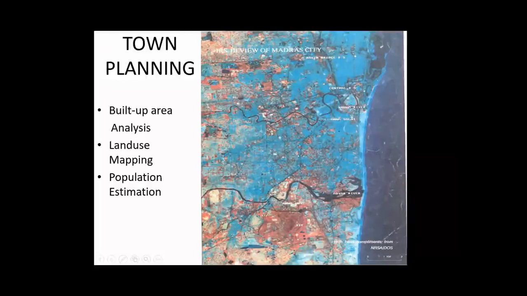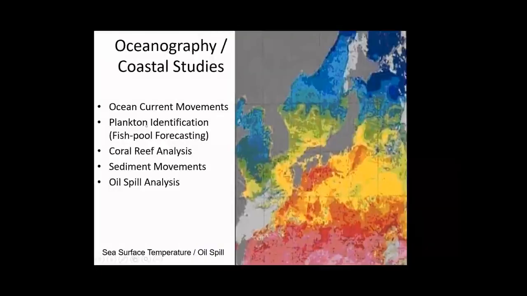Then another interesting field of application is oceanography and coastal studies. So here you can identify the coastal currents, because we have other lecturers who will be talking about this in detail. So cold current, warm current, all these things could be identified based on temperature. Then plankton identification, it means where you have higher plankton concentration, that is used for fish pool forecasting. Then coral reef analysis.